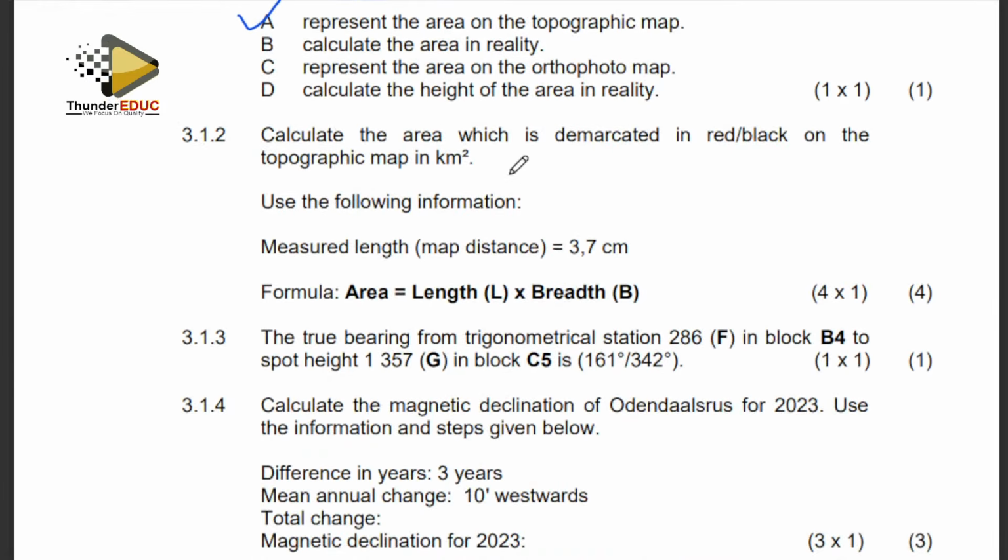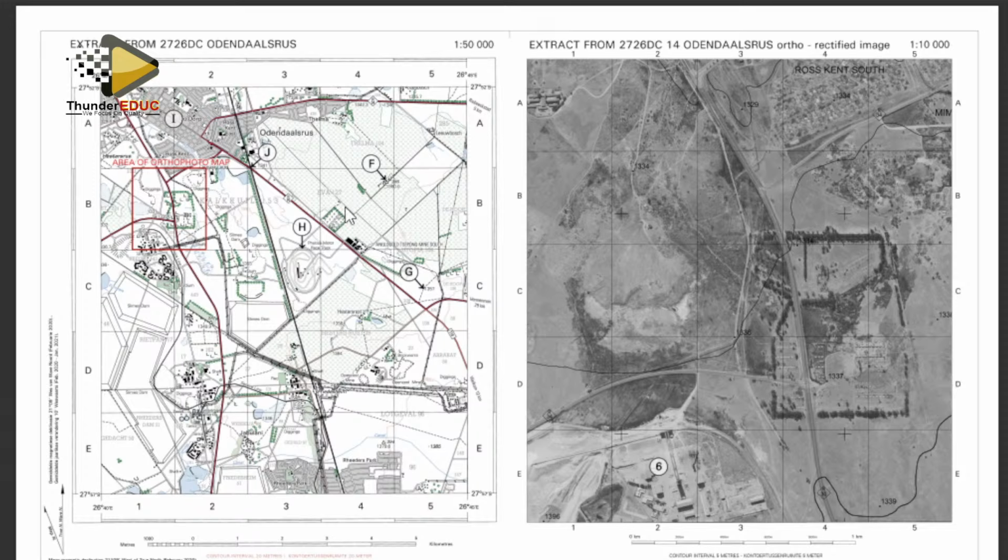It says calculate the area which is demarcated in red or black on the topographic map. Let us see the topographic map. We come here. When you look at this topographic map, which one is demarcated in red? The area that is demarcated in red is this section here. So when they say calculate the area, what do we do?